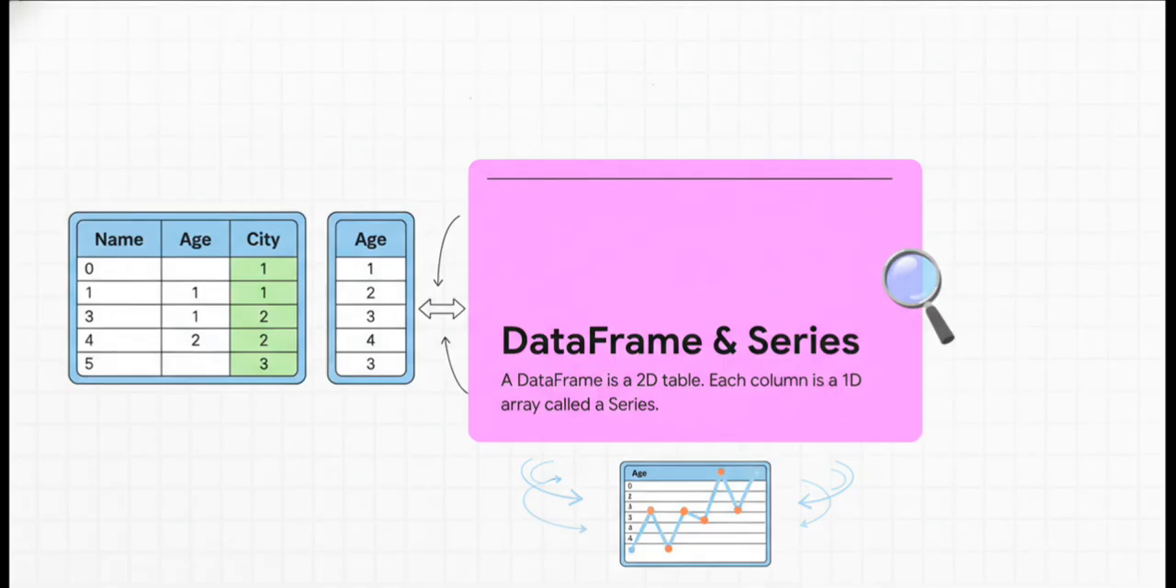Let's just break that down for a second. A DataFrame is the whole two-dimensional table, right? But it's really useful to think of it as a bunch of columns all stuck together. Each one of those individual columns is its own object, called a Series. So a DataFrame is basically just a collection of these Series all sharing the same index or row labels.